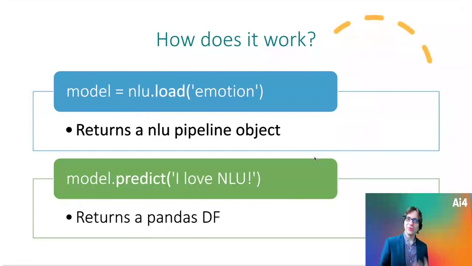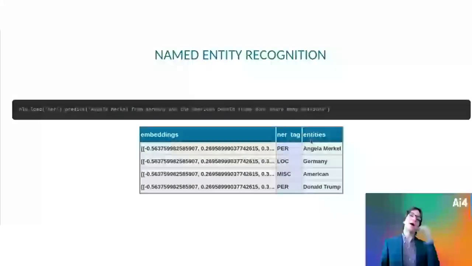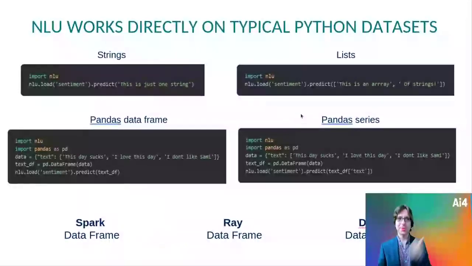And so more concretely, you can say NLU.load emotion and then model.predict I love NLU. And this will give you a pretty pandas data frame with all of the emotional confidences and a correctly predicted class of joy. Analogously, the named entity recognition lets you extract named entities like Donald Trump and Angela Merkel and label them correctly as persons. Or you can even get the latest of the Bertology embeddings like Bert, Albert, Roberta and more in just one line of code. And all of this works on the most common Pythonic data structures like strings, lists of strings, and even Pandas, Spark, Ray, and Dask data frames.